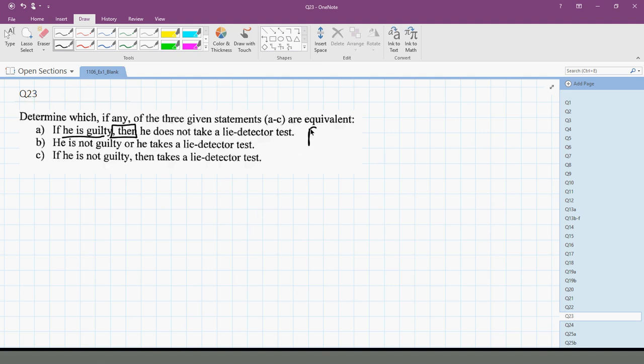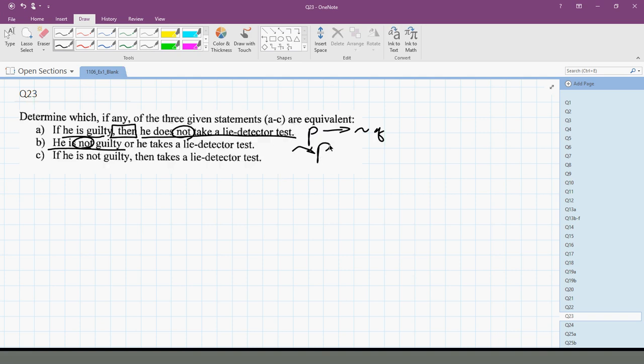P, then, so that gives me an arrow. And then it says, he does not take a lie detector test. Negate Q. Good. So we're going to look at that guy. The next one says, he is not guilty.